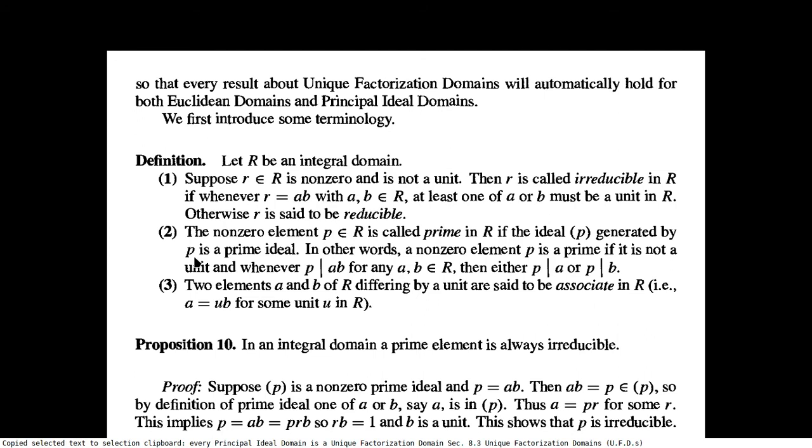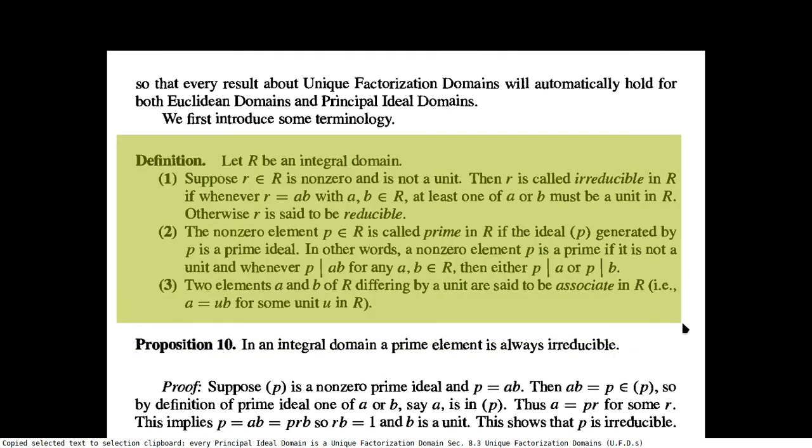So, two elements a and b of R differing by a unit are said to be associate in R. If you have two elements a and b, and you can write a as u times b, where u is some unit, they are called associate. This is just terminology, but important terminology.